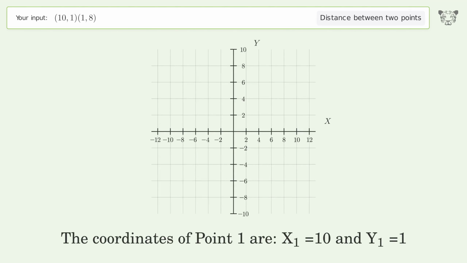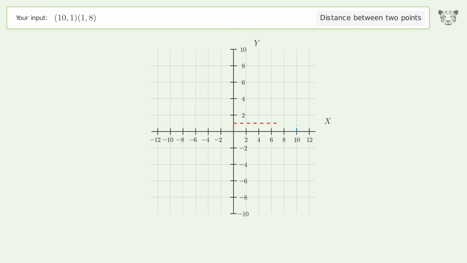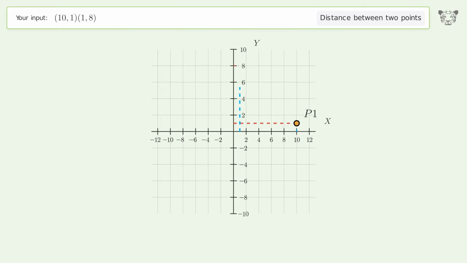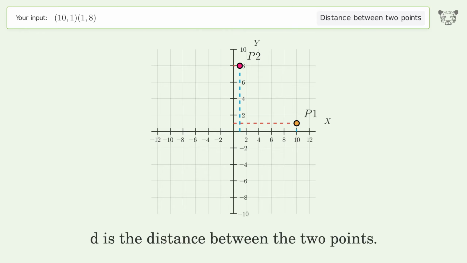The coordinates of point 1 are x1 equals 10 and y1 equals 1. The coordinates of point 2 are x2 equals 1 and y2 equals 8. D is the distance between the 2 points.